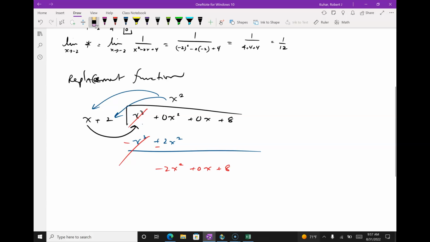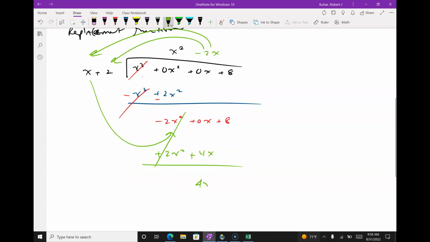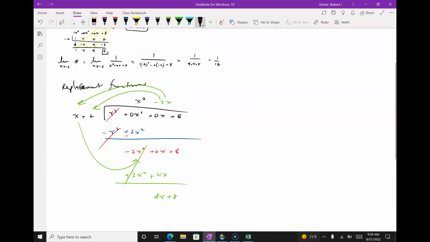So what am I asking first? X times what will get me to -2x squared? That's -2x, right? Then I come back and multiply. So I get -2x squared minus 4x. Change my signs and add. So I get 4x plus 8. Rinse and repeat. What number do I need? A 4, right? Multiply 4x plus 8 and change the signs and add, and I get 0. So there's my other factor.